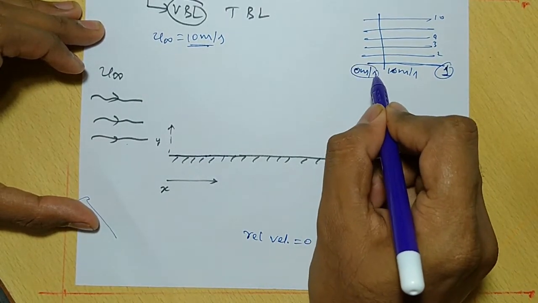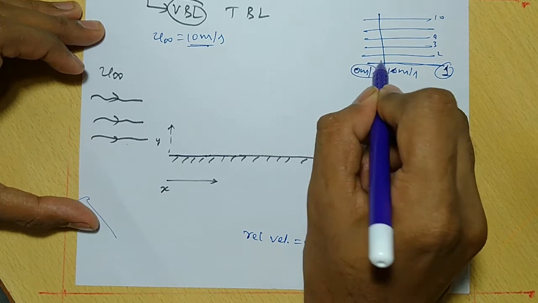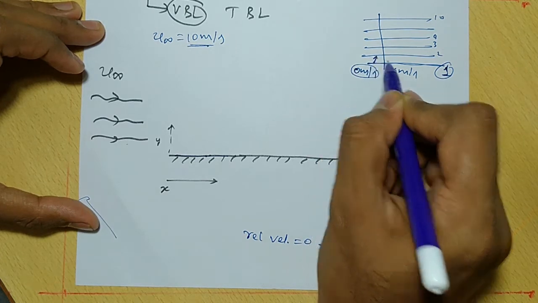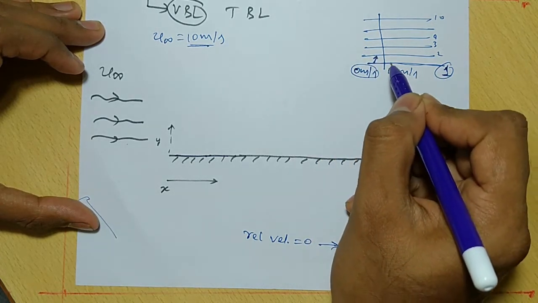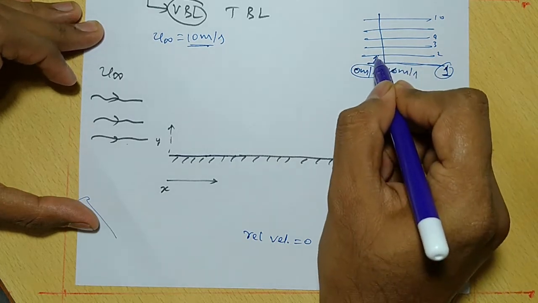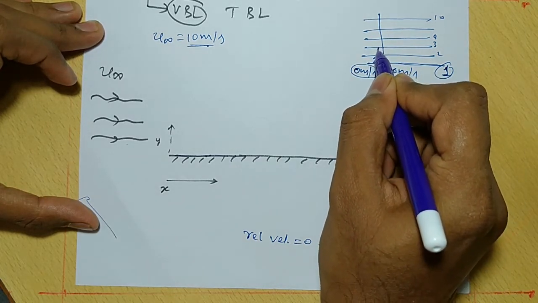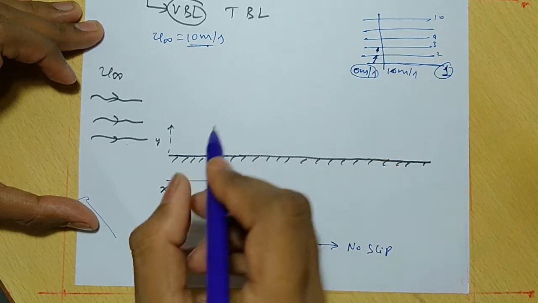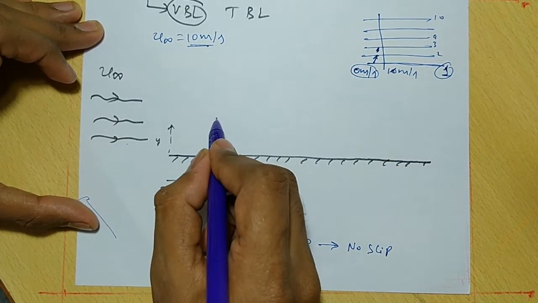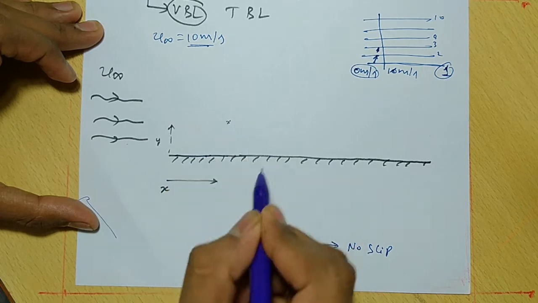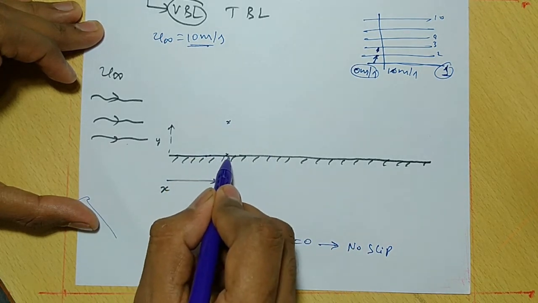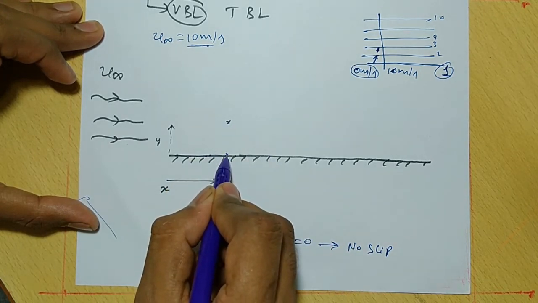Because of this, this layer is going to retard the next layer, meaning it will reduce the velocity of the next layer. In the same way, the second layer is going to reduce the velocity of the next layer. Likewise, it goes on up to a certain distance, which I will call this point. At this point, the velocity is 0.